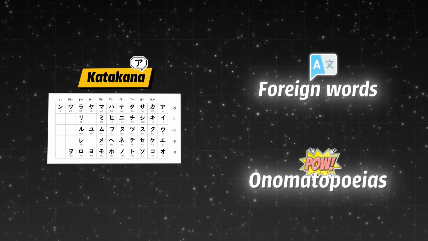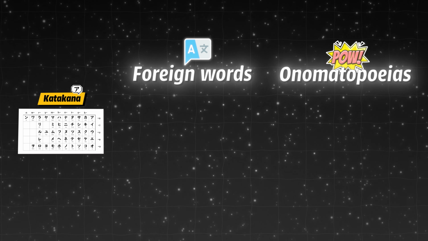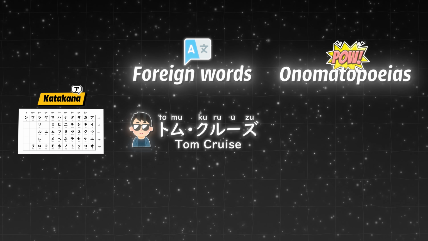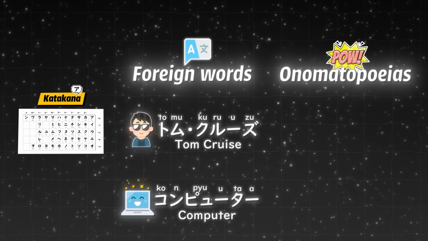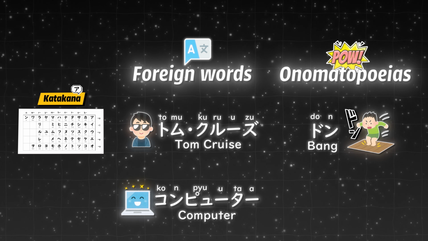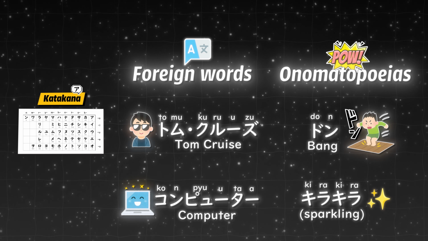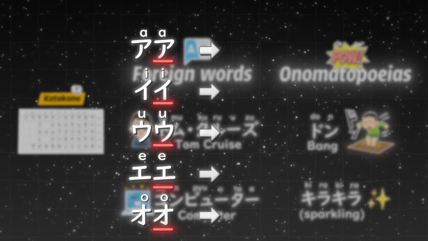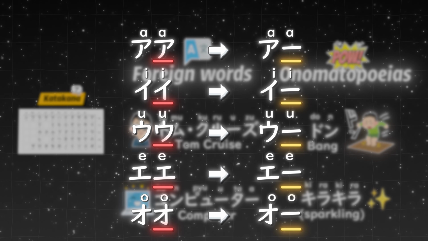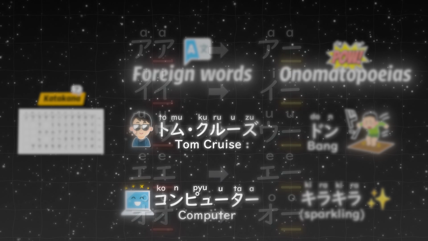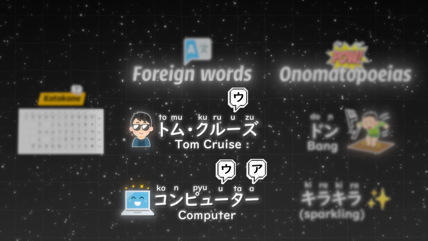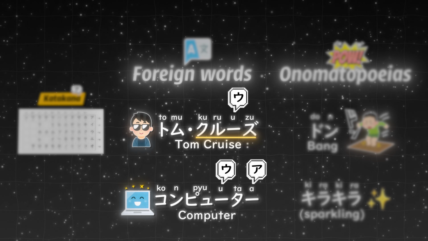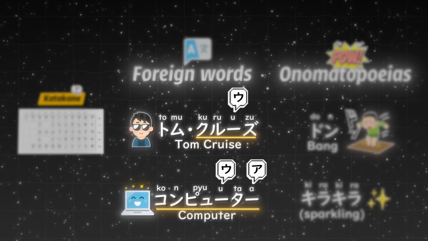Katakana is basically like the capital letters in Japanese, except instead of capitalizing sentences or shouting, it's used for foreign words or onomatopoeia words. For example, Tom Cruise, or computer, or bon, and kira kira. The main unique aspect of katakana is that instead of writing the second vowel, you just write this horizontal line to show that the first vowel extends. So here, instead of writing the kana u or a in cruise or computer, you just write a horizontal line for all of them.